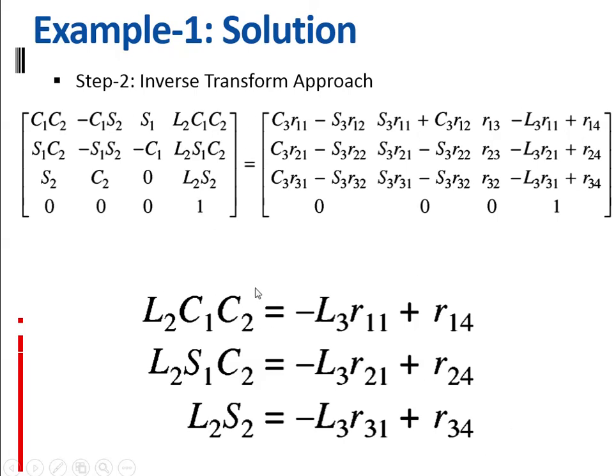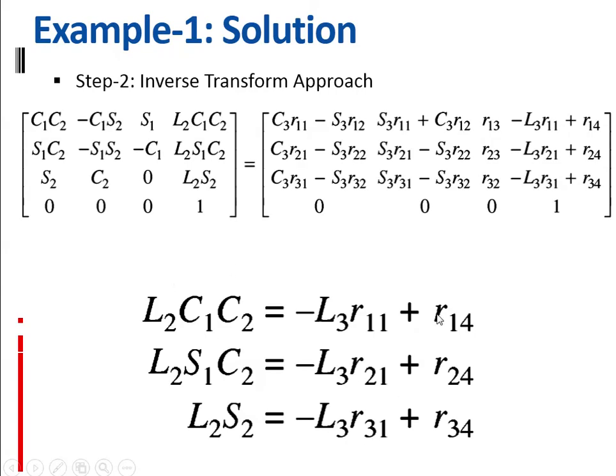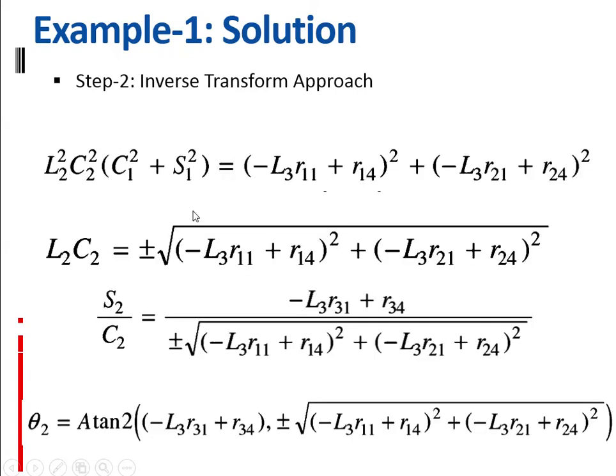Now squaring and adding these two terms, you will have cos square theta plus sin square theta, that will be equal to 1, and on the left hand side you will get L2 square C2 square, and it is equal to the square term of this. So this is what you have now. So squaring and adding the first two terms, you will get this term.